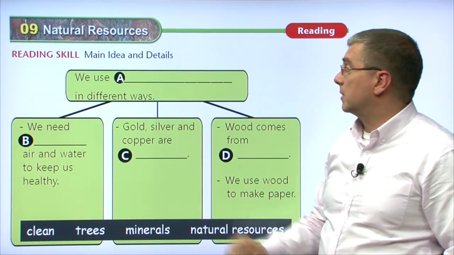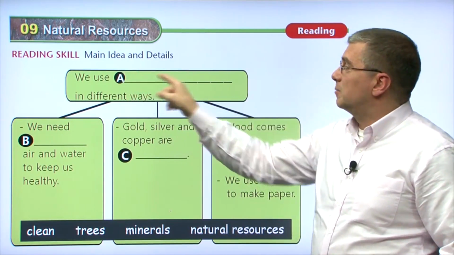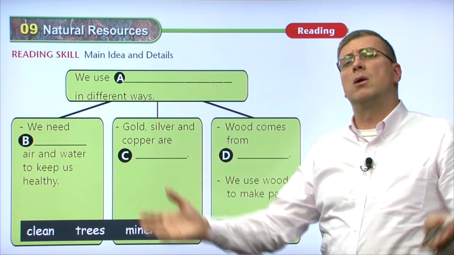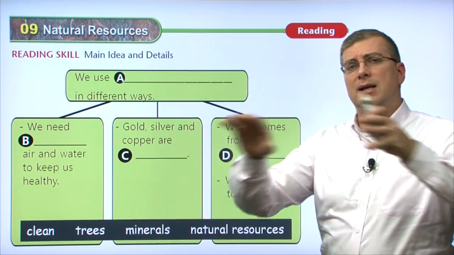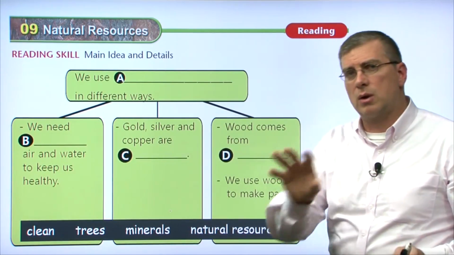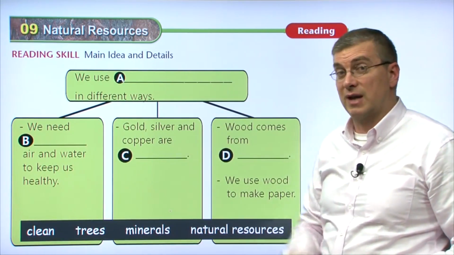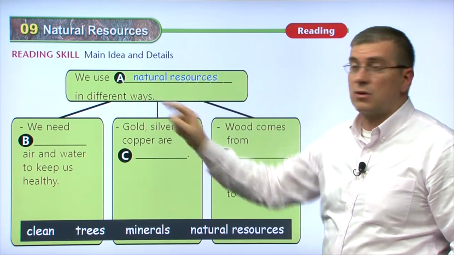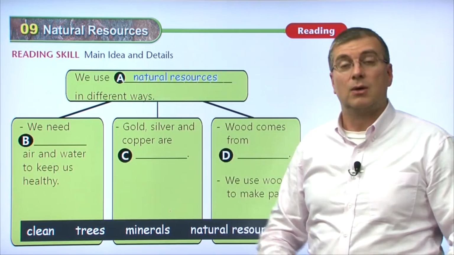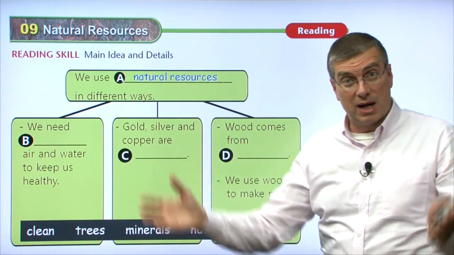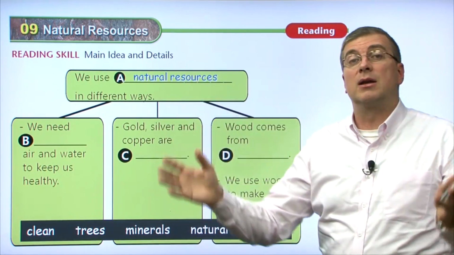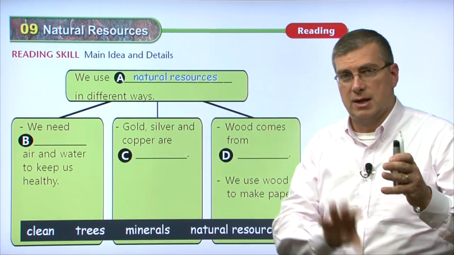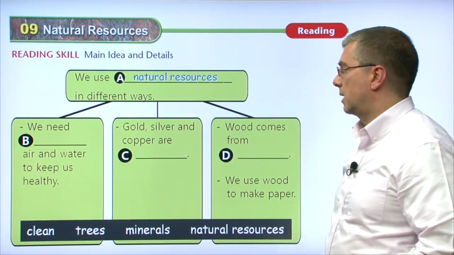Let's start with A, in the main idea. We use beep in different ways. What do we use in different ways? What's that big umbrella word that includes all of the other smaller words that are types of natural resources? I just said it, natural resources. We use natural resources in different ways, right? Because natural resources is our big umbrella word. It's the larger word that covers all of the things that are natural resources, okay?